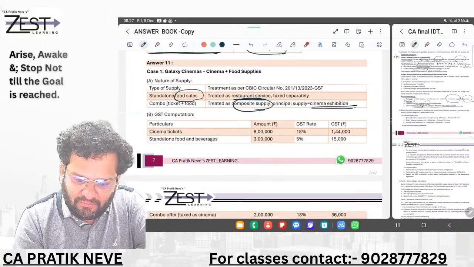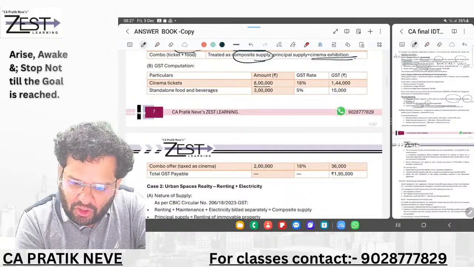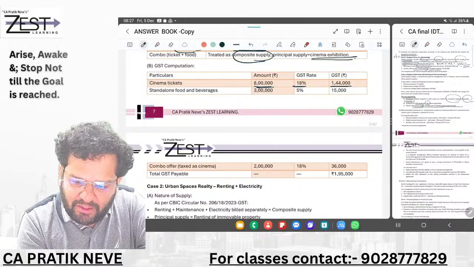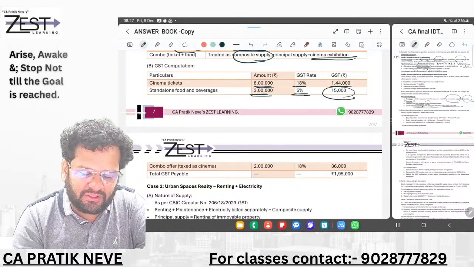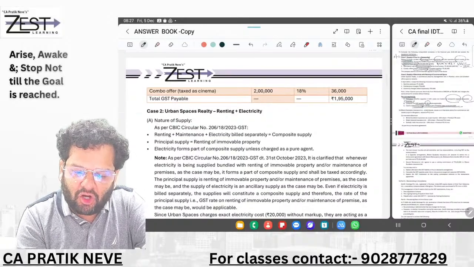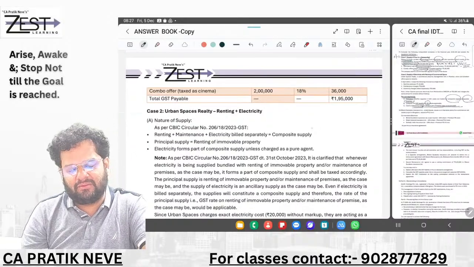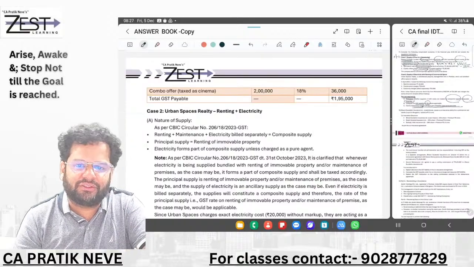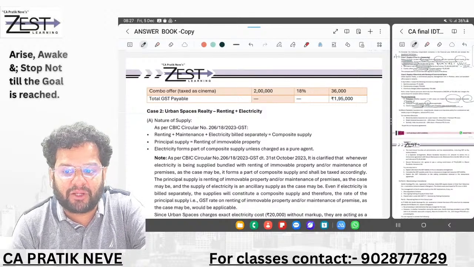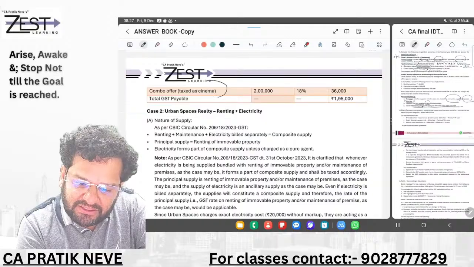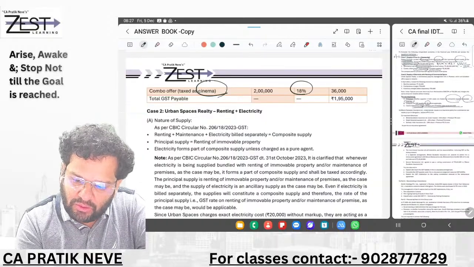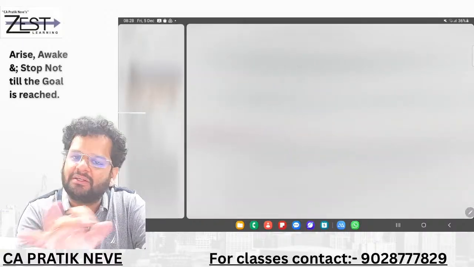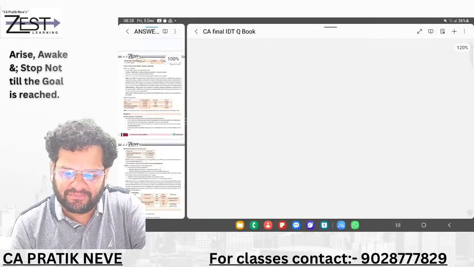So on cinema tickets, on 8 lakh at 18%, 1 lakh 44,000. On standalone sale of food and beverages, 3 lakh into 5%, 15,000. Combo offer of movie tickets plus food will be treated as composite supply. So composite supply is taxed as the principal supply. Principal supply was of movie tickets. So on 2 lakh at 18%. That's it. Bifurcation between CGST and SGST is not asked.